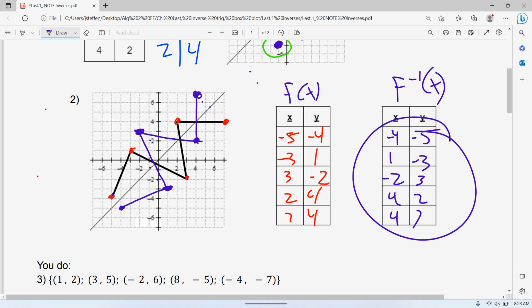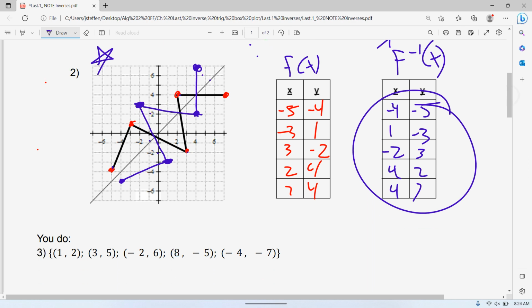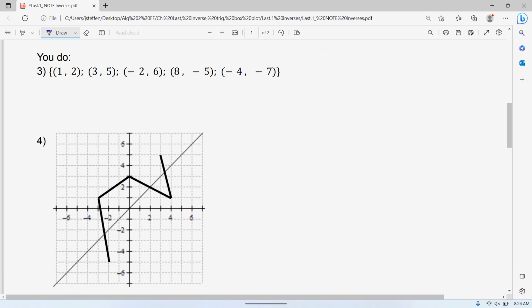I will say it kind of depends on this one. Some people like to use the graph better because they like to reflect it across that. They think that's easier. Some people like to go ahead and look at the table after they make a list of those ordered pairs. I don't care what you do. Just make sure you're being careful and not making any small mistakes on those. Any questions on those before we move on?